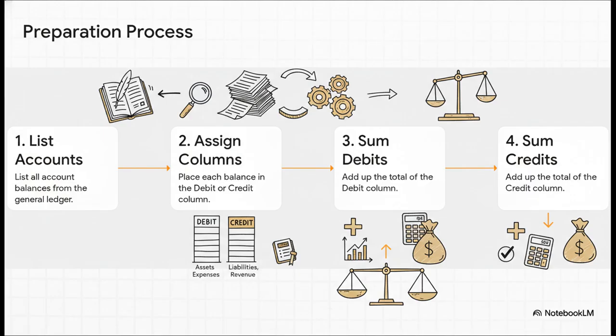And this goes back to what we call the normal balance of an account. Remember, assets and expenses increase with debits, so their normal home is in the debit column. On the flip side, liabilities, equity, and revenues increase with credits, so they belong in the credit column. And then you get to steps 3 and 4, and this is the moment of truth. You add up the entire debit column, and then you add up the entire credit column.